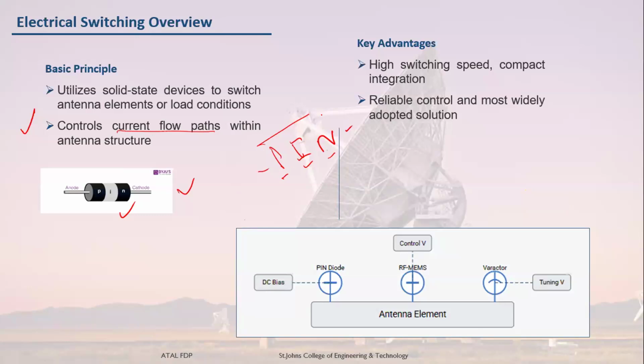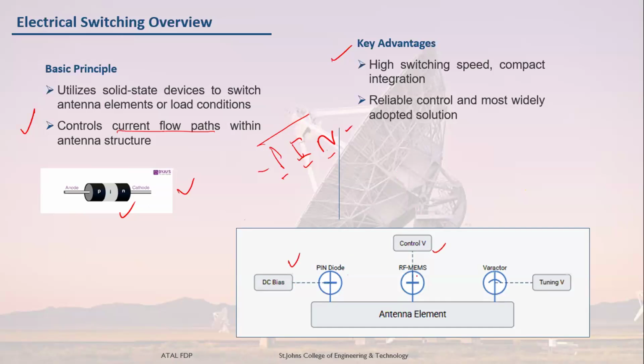The key advantage is that it is very compact and high speed. So the beauty of my PIN diode is high switching speed and compact integration. Reliable, no doubt. That is the reason why people use it widely. In many cases, people use PIN diodes to control the operation of my antenna. Here we control the DC through DC bias. I can control through voltage.